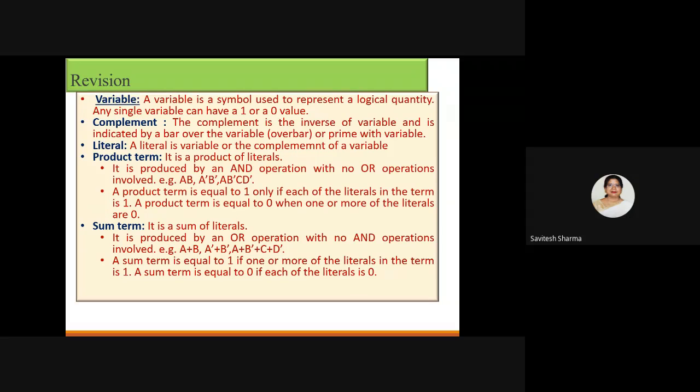Similarly, a sum term, the sum of literals, is produced by the OR operation. That means all literals you will connect with the OR operation. No AND operation is there. Always you will use the OR operation to show the sum term. This sum term will always equal 1 if one or more of the literals in the term is 1, and it is equal to 0 if each of the literals is 0. So these are the basic definitions for these general words.